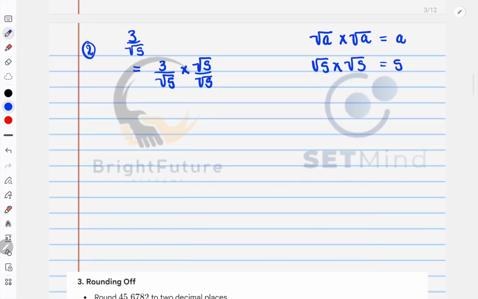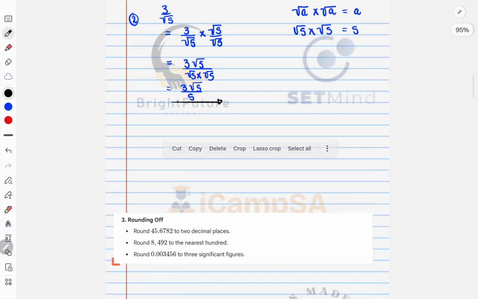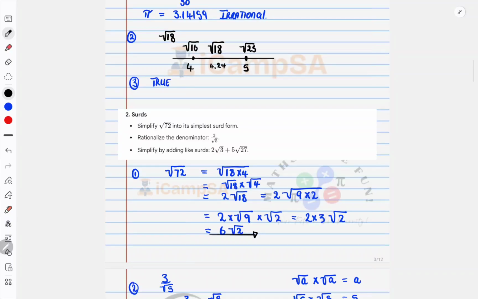So here the final answer will be, let's multiply the numerator. 3 times root 5 is 3 root 5. Over root 5 times root 5, which will be 5. And then the final answer is 3 root 5 over 5. Okay. Let's see our third example.